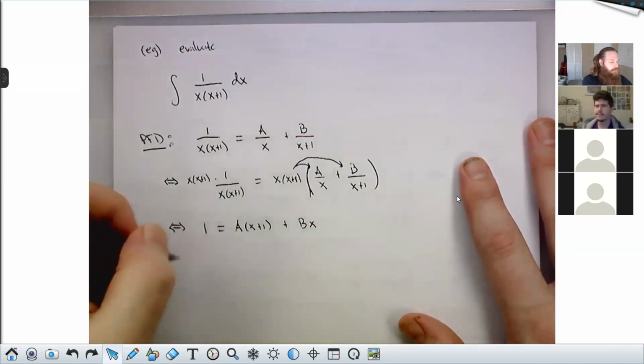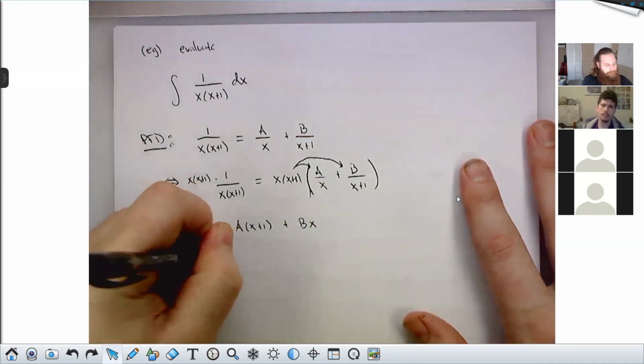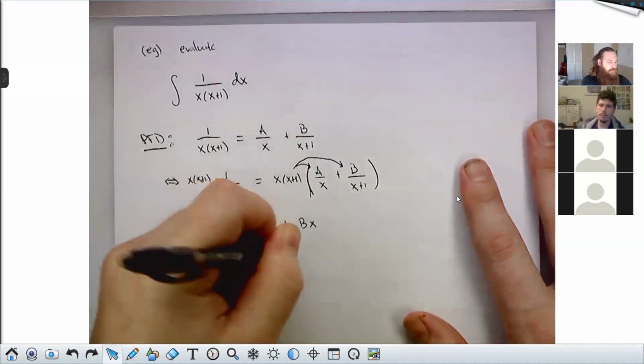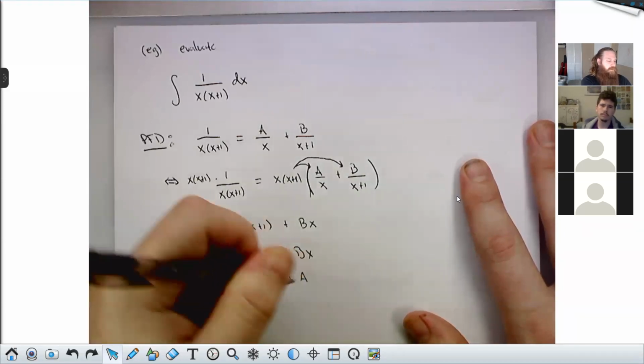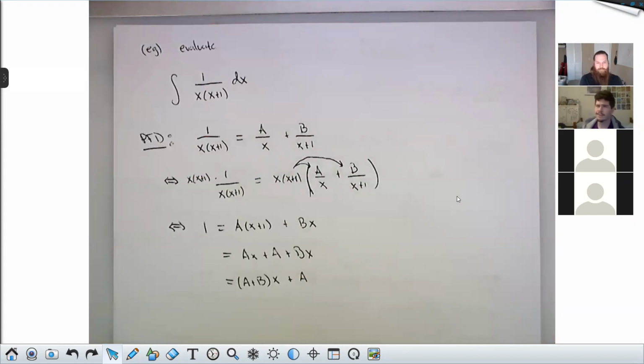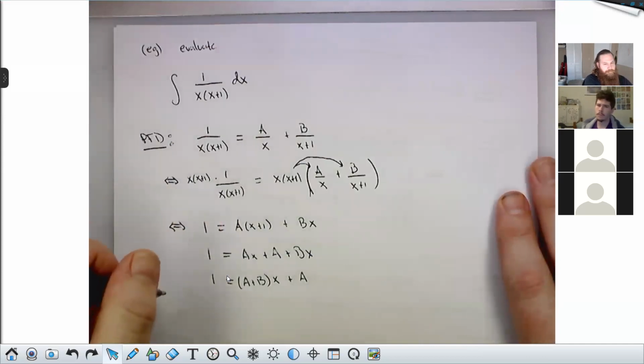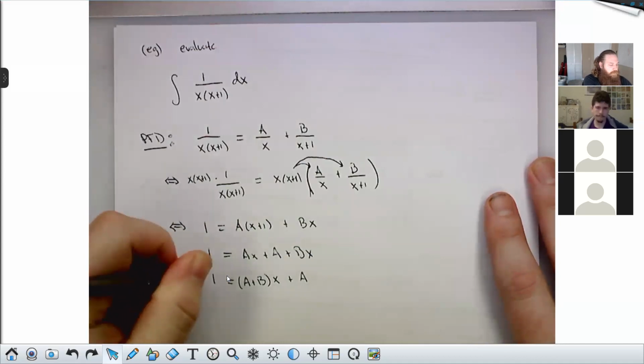And now here's where that polynomial material from the start is going to become important. This is ax plus a plus bx, which is a plus b times x plus a. Just distributing the a over this term gives me these. And then I put like terms together. Ax plus bx is a plus b times x. Factor out the a plus b, factor out the x. And a is just a. And this is still 1. This is still 1. And I'm going to think of this as 0x plus 1.